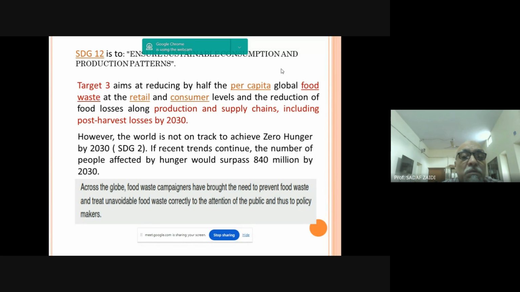You see this target number 3, it aims at reducing by half the per capita global food waste at the retail and consumer levels, and the reduction of food losses along production and supply chains, including post-harvest losses, by 2030. But you see that by 2030, we'll not be able to achieve this target because we have started very late.